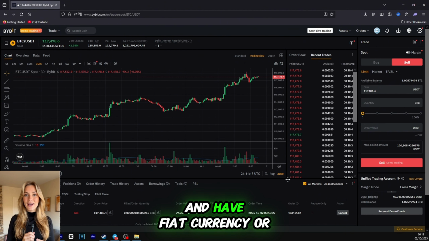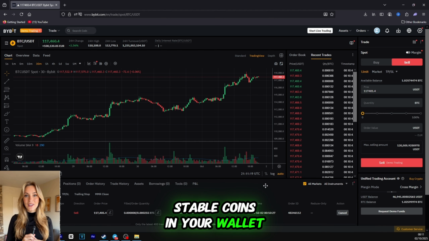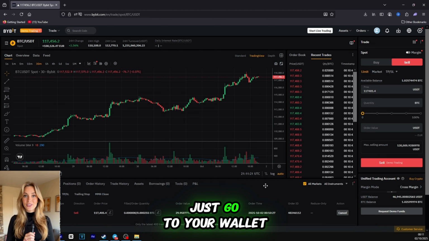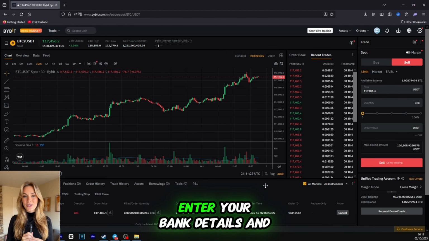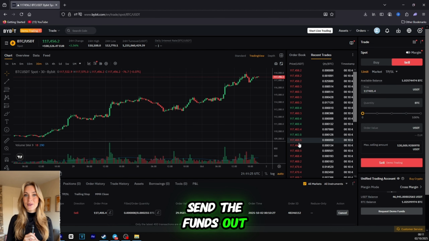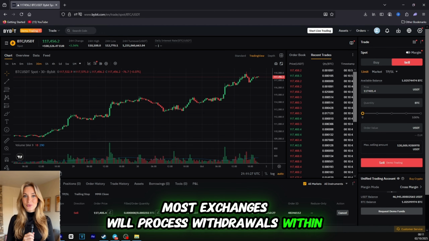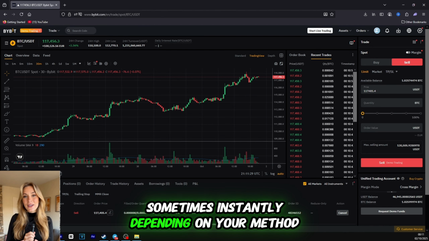Once you've sold and have fiat currency or stablecoins in your wallet, you can withdraw back to your bank. Just go to your wallet, select withdraw, enter your bank details, and send the funds out. Most exchanges will process withdrawals within a day, sometimes instantly depending on your method.